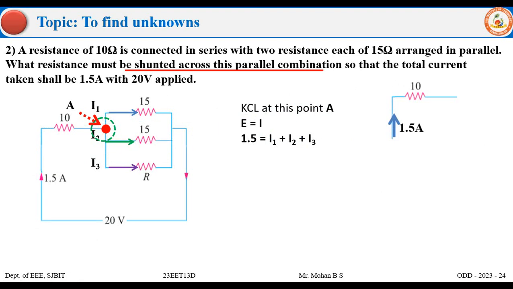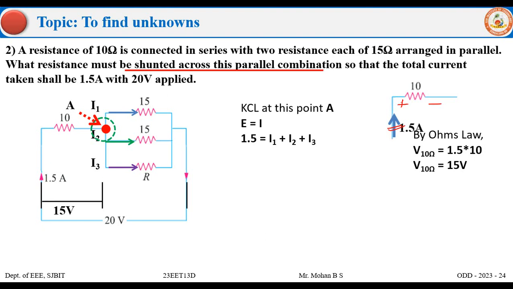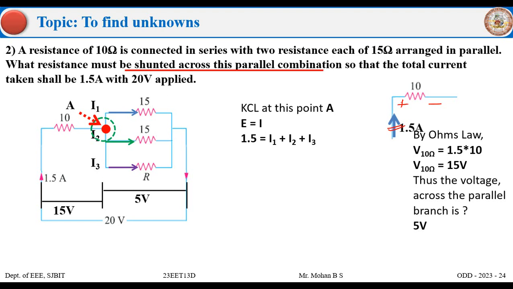Now, according to sign convention, we'll be marking here positive and here negative based on the assumed current I. By this I can say the voltage across 10 ohm is 15 volts. So thus I'll say that across 10 it is 15. Then what is the voltage across the 15 ohm and the unknown resistance R? It is simply 5 volts. I hope it's been clear.